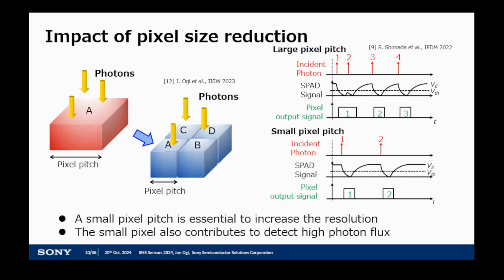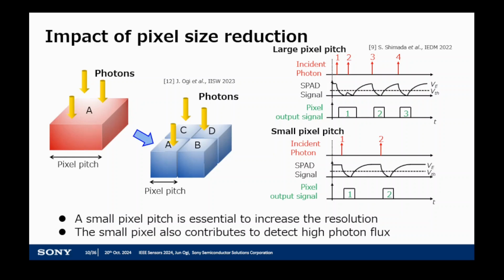Here, I show motivations behind shrinking the pixel size. First of all, a small pixel pitch is essential to increase the resolution. In addition to this, in the small pixel, the incident photons can be discriminated even under high photon flux.